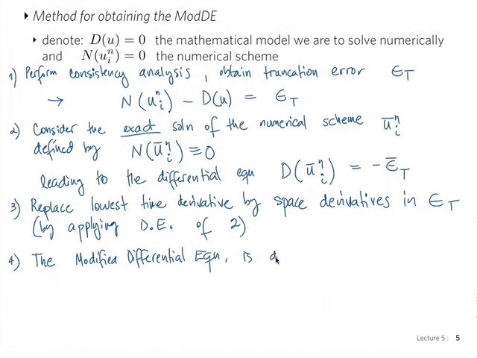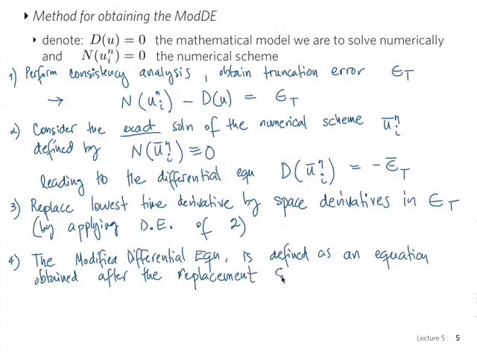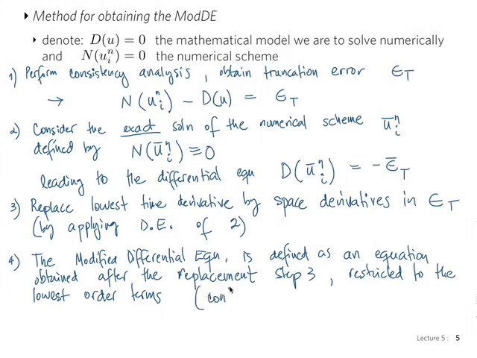is defined as an equation obtained after the replacement step 3 restricted to the lowest order terms. That contains only space derivatives, okay? Like we've just done. So let's do another example.